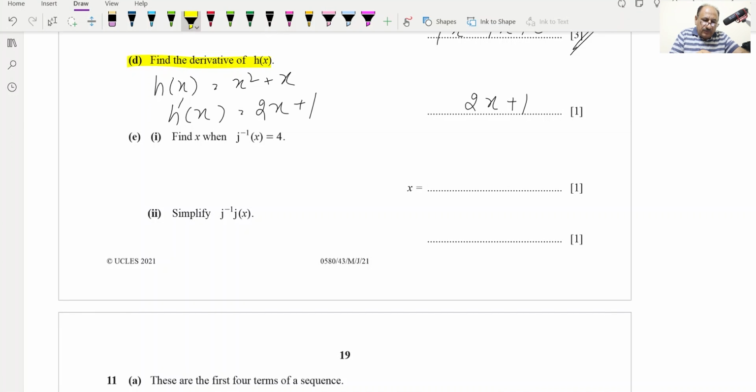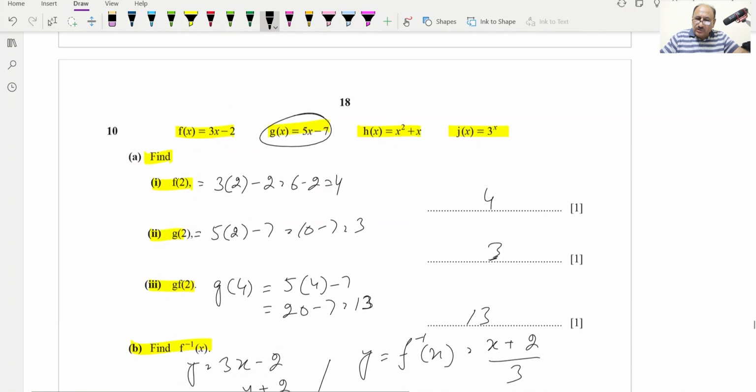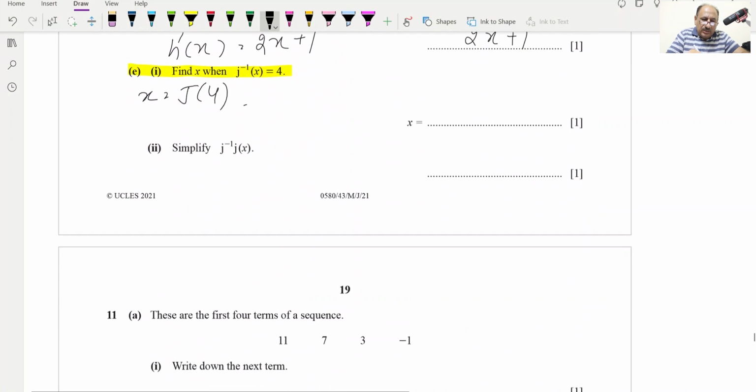Then E part, find x when g inverse of x is equal to 4. So basically we can shift j inverse to the other side. So x will be equal to j of 4, and j of 4 is what? The j function is 3 raised to power x, so we can write it as 3 raised to power 4, which is equal to 81. So the answer will be 81. In this case, j inverse and j will result in 1, so the answer will be equal to x, so we can write the answer as x.